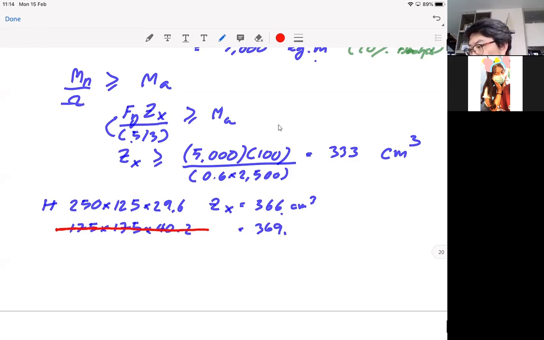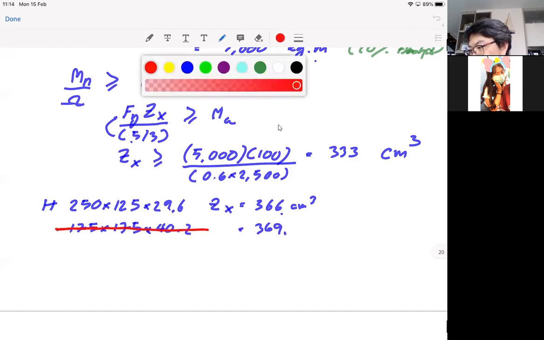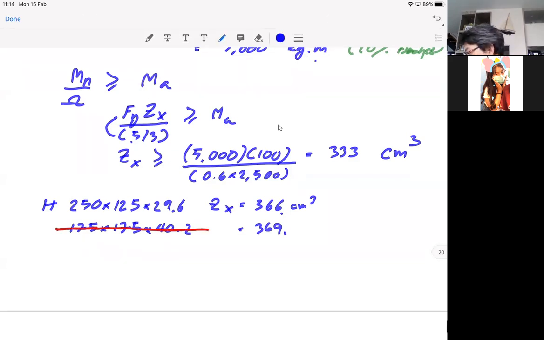If you are going to use it, you must have a good reason. Okay, so the next one in the table is 300 by 150 by 32. It seems like a good candidate. It is slightly heavier, but it's deeper. You increase the weight only a small amount, but the plastic section modulus jumps up to 475.